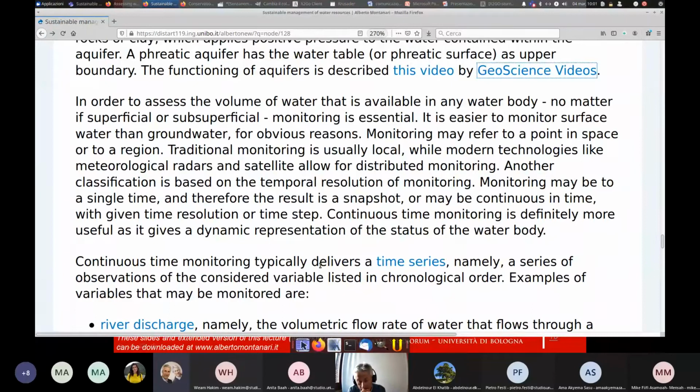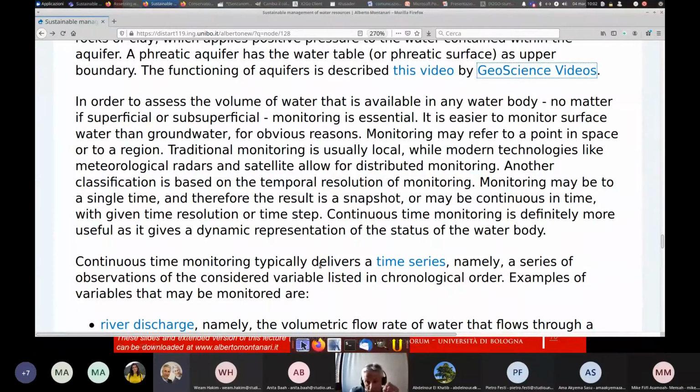And there are traditional monitoring techniques. Usually they are local, meaning that a traditional monitoring technique, for instance, is the rain gauge. It's an instrument, a tool that allows you to measure rainfall, but it's local, it's point rainfall. Another traditional tool for monitoring is the water velocity meter, which is called in Italian mulinello. It's a kind of rotating spin, which if it's put into the water, allows you to measure water velocity.